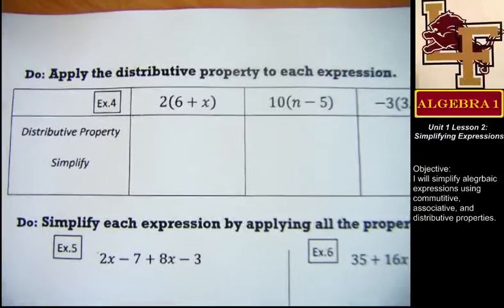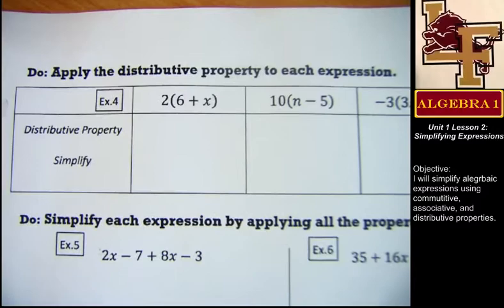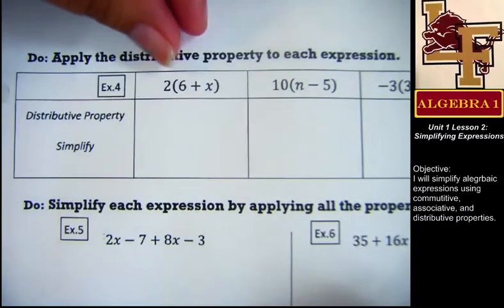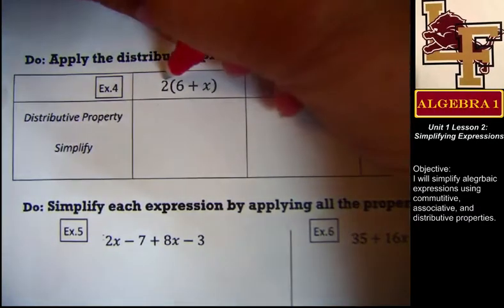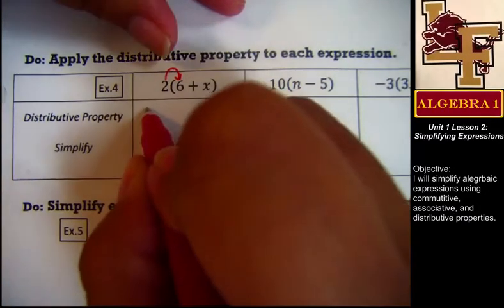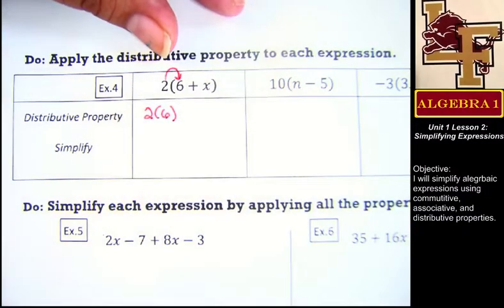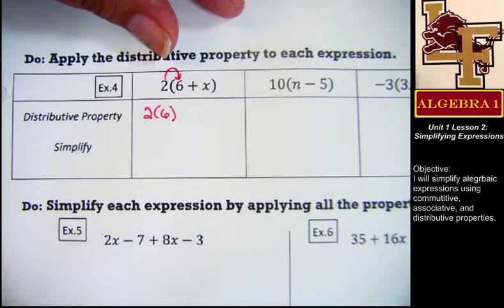Flip the page for me. Meet me at the top. Here we go. Stay with me. All right. Here's my number outside, the 2. I am going to distribute it to the 6. That's a multiplication, so I'm going to write 2 times 6. Yeah, it's going to be 12, but don't write 12 yet. Right now I want you to write out that we're doing 2 times 6.